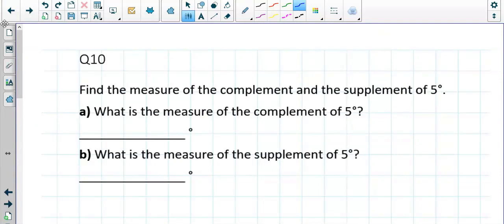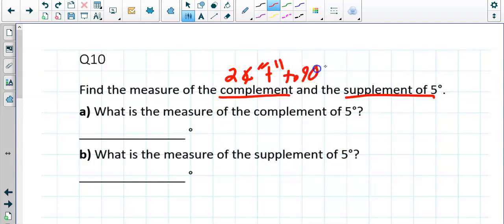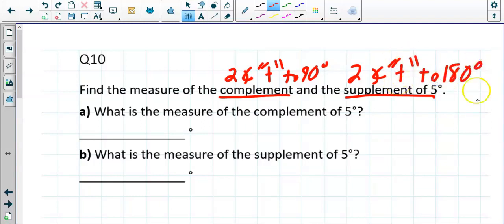So questions 1 through 9 were all about the 9-1 through the 9-3. Everything that we do now from question 10 on is 10-1 through 10-5. So right up here, it's all about the complement and the supplement. So remember, complement means that it's 2 angles that add to 90 degrees, and supplement is 2 angles that add to 180 degrees.